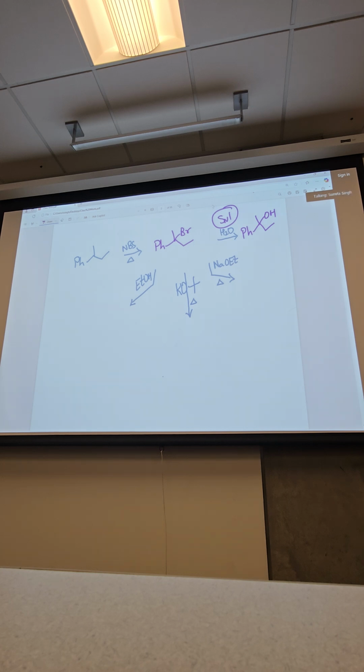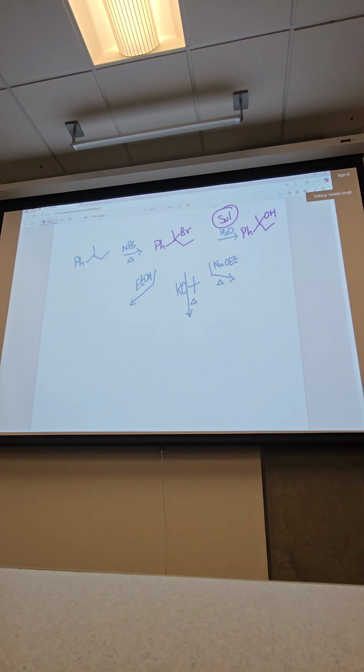Okay, same alkyl halide now reacting with sodium methoxide and heat. So what reaction would that want to go through? SN2? E, oh no, E2. It's tertiary, so E2. So what would be the product? And with E2, how many different alkenes are possible, but what would be the major product?